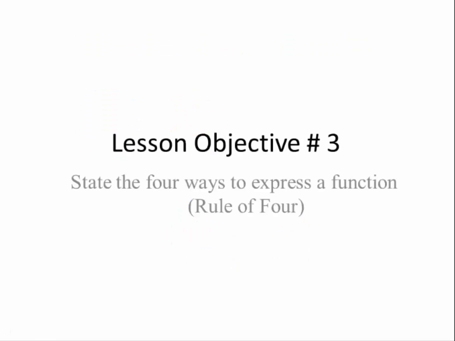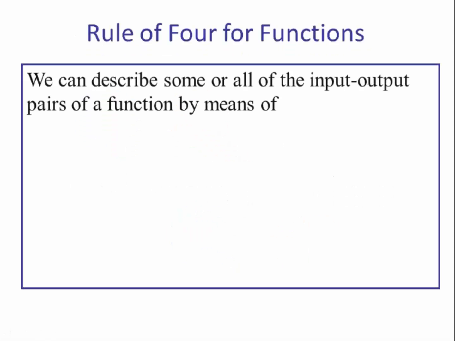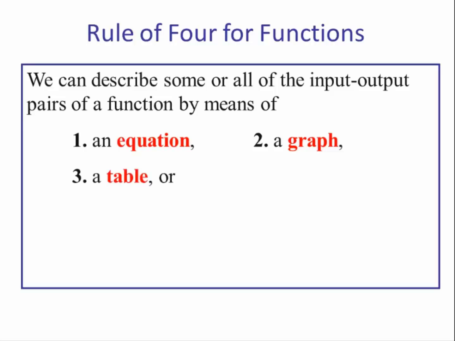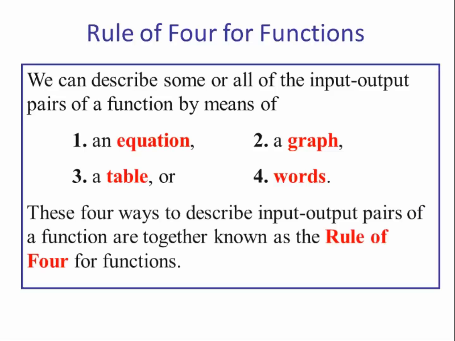Lesson objective. The rule of 4 for functions. We can describe some or all of the input-output pairs of a function by means of number 1, an equation, number 2, a graph, number 3, a table, or number 4, we can do it in words. These 4 ways to describe the input-output pairs of a function are together known as the rule of 4 for functions.